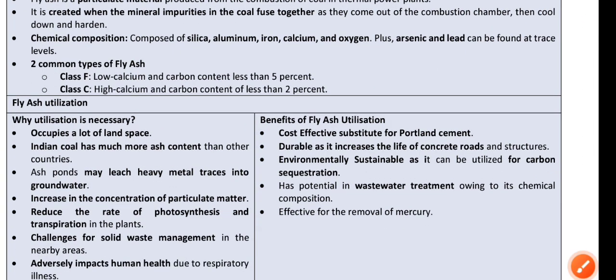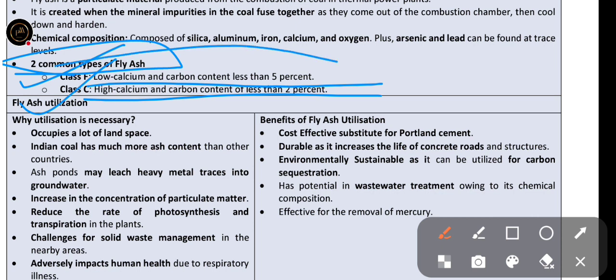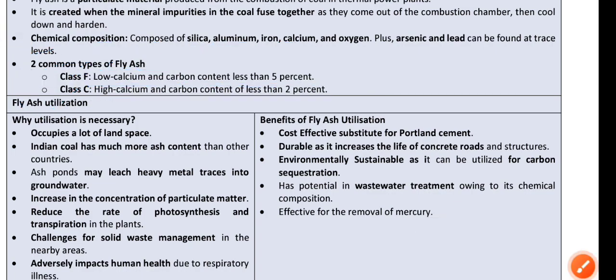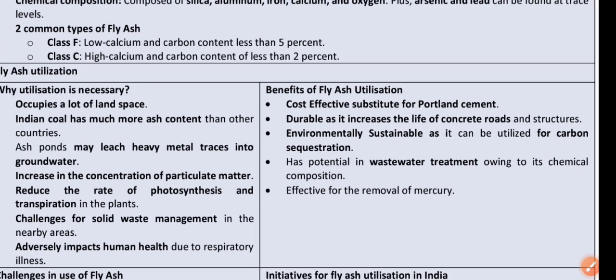So you should remember the two common types of fly ash, that is class F and class C. Class F has low calcium and carbon content of less than 5%, and class C has high calcium and carbon content of less than 2%. So where more carbon content is available, there is more demand for the fly ash in the urban areas as well as the construction areas.